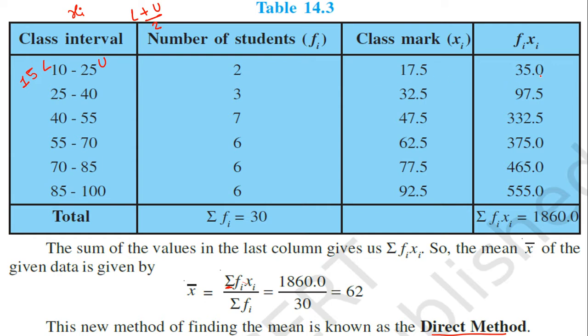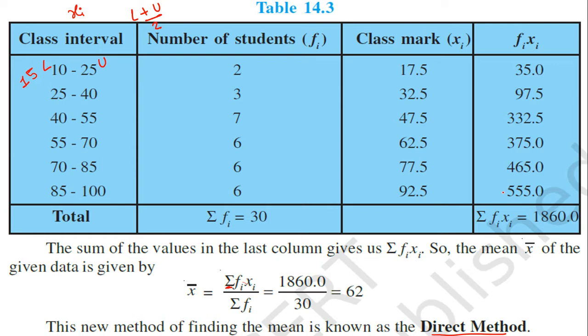2 into 17.5 is 35.0. All the numbers are given here: the number of students, 3 students, 7 students, 6 students, and this is xi, the class mark. For 25 to 40, 40 plus 25 is 65, and half of 65 is 32.5. Like that, all data is here, and now you just have to multiply, and finally add all the numbers to get sigma fi xi. So first of all, the skill of multiplication and summation is highly required.